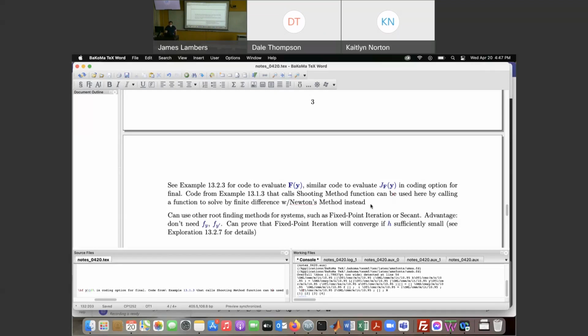If you were to use a different root finding method, so instead of Newton's method, if you use fixed point or secant, then of course you don't need derivatives. You would not need the derivative of little f with respect to y or y prime. So fewer inputs required.